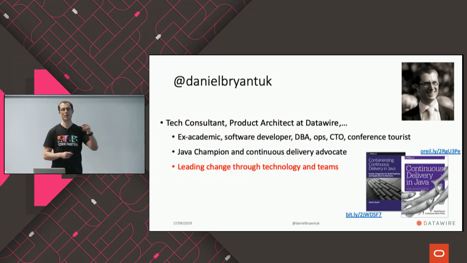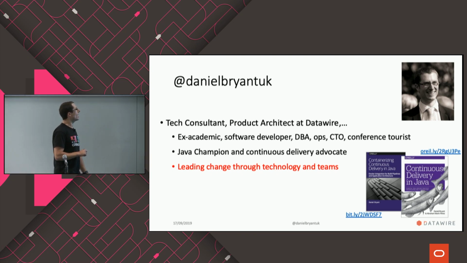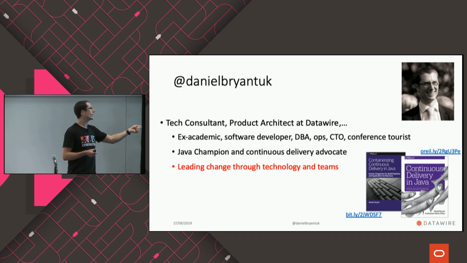This is me, at Daniel Bryant UK, on Twitter, on GitHub, on LinkedIn. I've pretty much cornered the market on the interwebs with that name. I have an interesting background, I guess. I was an academic for a while. Java is my native language. I've done a bit of ops. I've done a bit of architecture. I still write a fair bit of Java, not as much as I'd like, in all honesty, but I do a lot of continuous delivery work. I've recently published a book with my awesome co-author, Abraham Marin-Perez, Continuous Delivery in Java.